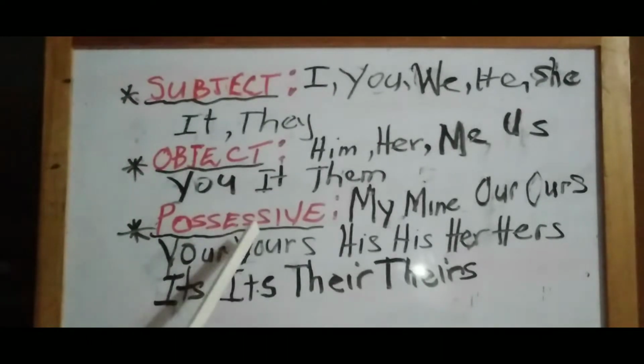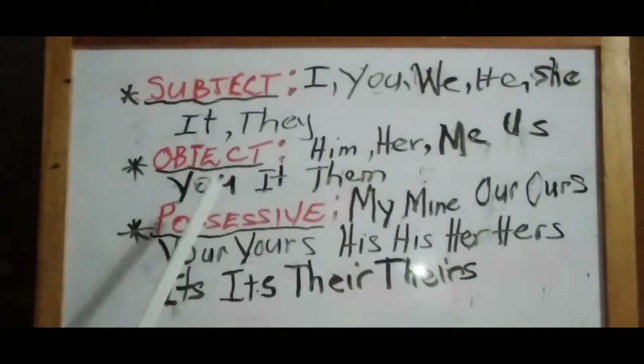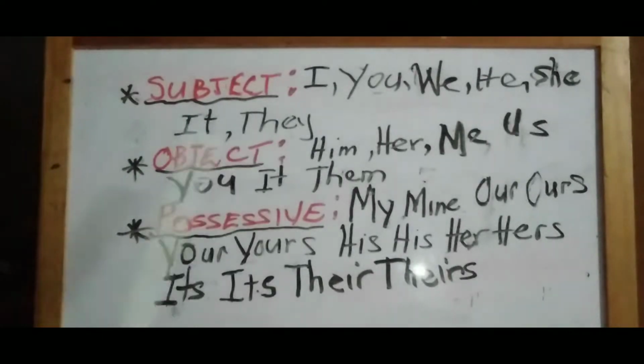Now here we have the possessive category in personal pronouns. Possessive means it shows ownership. It belongs to you, or it belongs to somebody or something. All right, so that's possessive. It shows possession or ownership. So let me explain further what these mean.